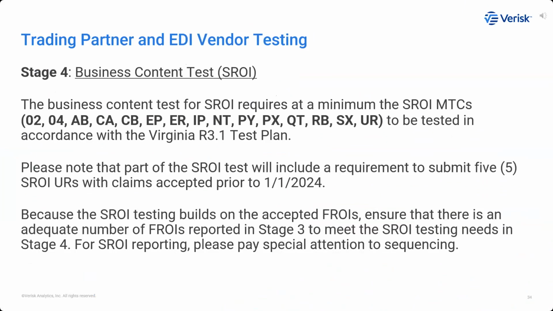Stage 4 is the business content test for SROIs and requires at a minimum the SROI MTCs shown here on the slide to be tested in accordance with the Virginia 3.1 test plan. Please note that part of the SROI test will include a requirement to submit at least 5 SROI URs with a date of injury prior to January 1st, 2024. As I mentioned in a prior slide, the SROI testing builds on the accepted FROIs, so please make sure that you have an adequate number of FROIs reported in Stage 3 to meet the SROI testing requirements in Stage 4. For SROI reporting, please pay special attention to sequencing.